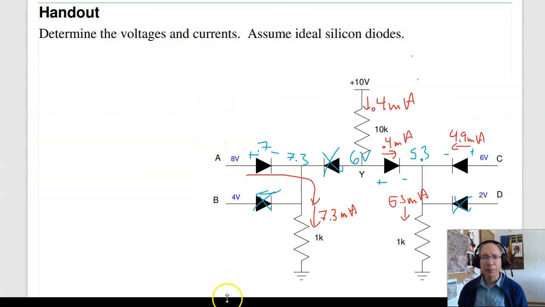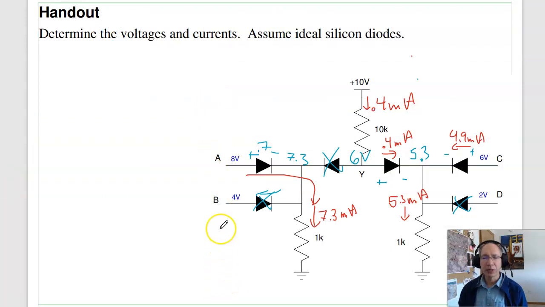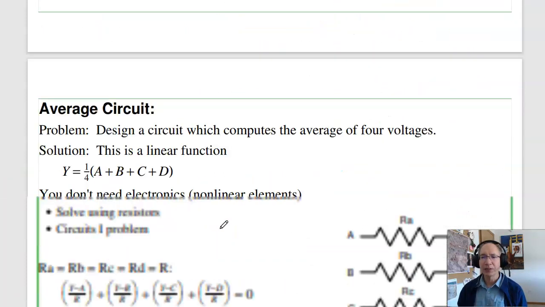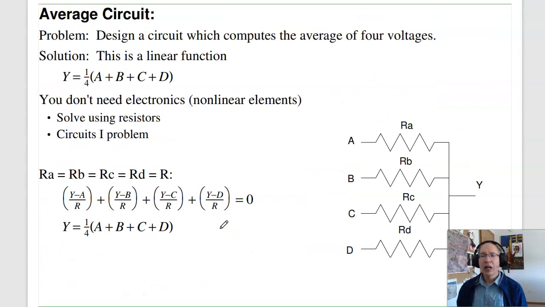So that's kind of a max-min circuit. With that, you can implement fuzzy logic. Another circuit to look at is the averaging circuit. Like, let's find the average of a couple voltages. Well, that actually isn't a diode circuit. That's a linear circuit. With linear circuits, you can just use resistors.